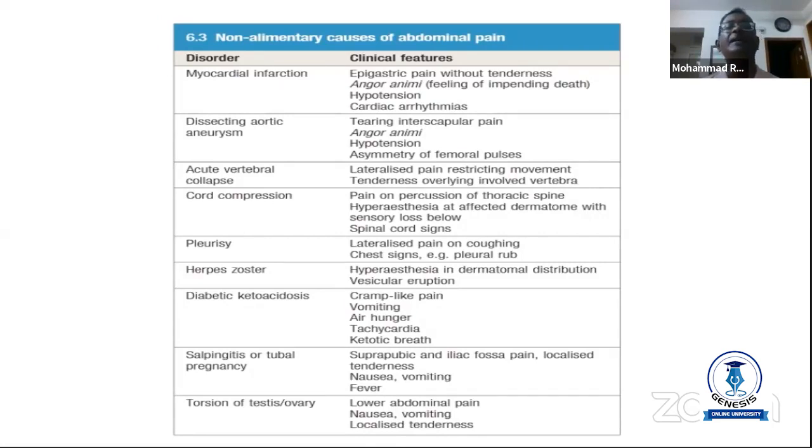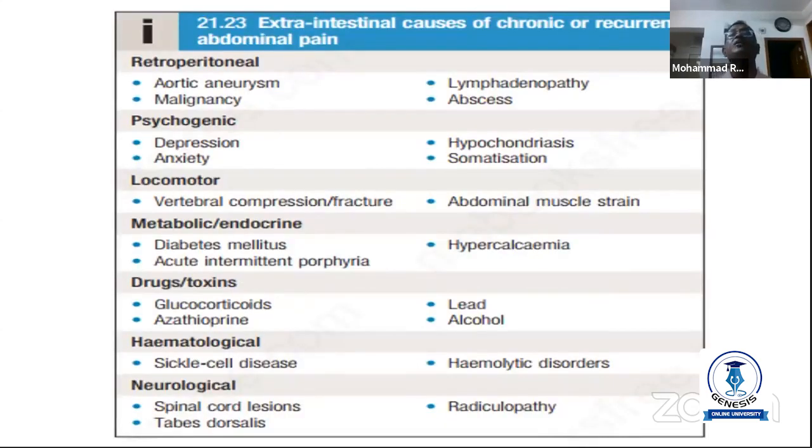Don't always think that a patient with upper abdominal pain is suffering from peptic ulcer disease, pancreatitis, gallbladder disease, or a left lobe of the liver problem. But think about other causes like inferior MI, and diabetic ketoacidosis. There are also some extraintestinal causes of chronic and recurrent abdominal pain, like lymphadenopathy and abscess. What I am telling you is, don't forget the psychogenic causes like anxiety, depression, hypochondriasis, and somatization.